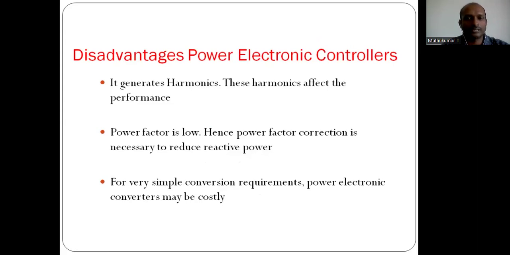Disadvantages. It generates harmonics. These harmonics affect the performance of the converters. Power factor is also low, hence power factor correction is necessary to reduce the reactive power. Power electronic converters may be costly, so cost wise it is high.